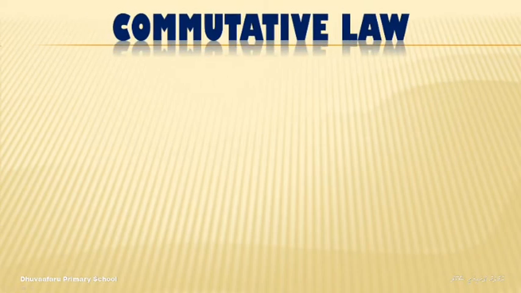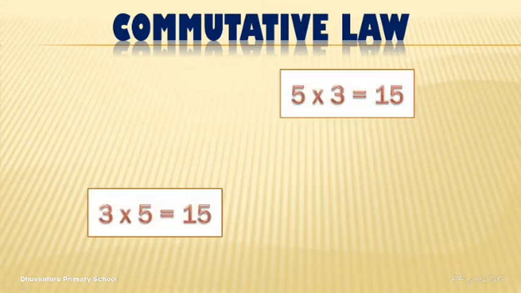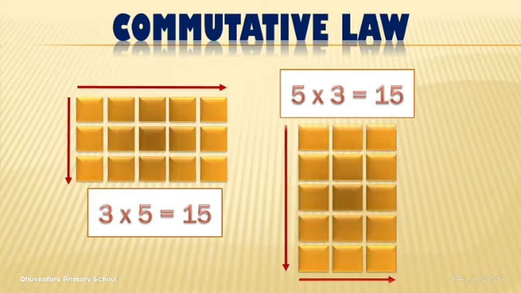Students, now look, 5 times 3 is the same as 3 times 5. But you just turn it around so that the rows and columns rearrange, but they don't change. So here we have 3 rows: 1, 2, 3. And over here we have 3 columns: 1, 2, 3.